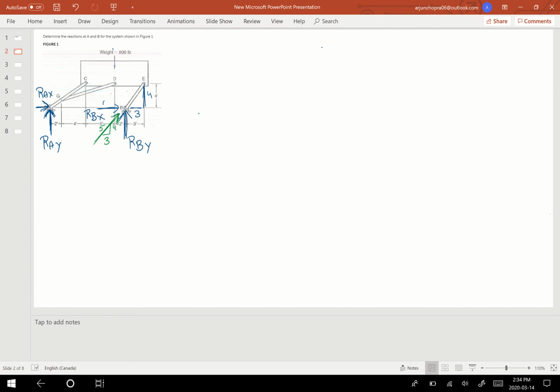Let's write down the equation. So first of all, I'll try and take the moment equation. So I'm going to take the moment about A equal to 0. So in this case, let's start with RBY. It is trying to rotate this body about point A in the counterclockwise direction, like this. So I'll take this as a positive value. Counterclockwise I'm going to consider as positive, and clockwise I'm going to consider negative.